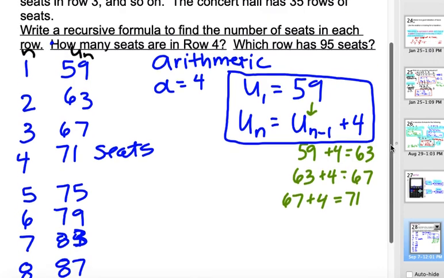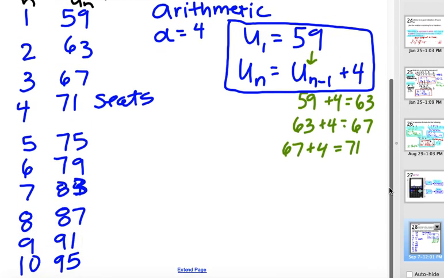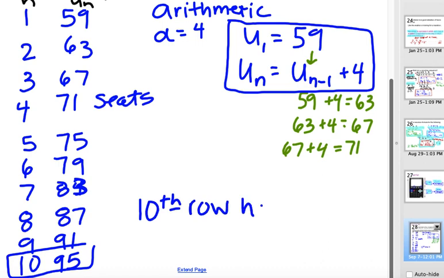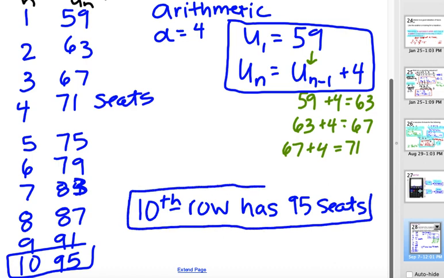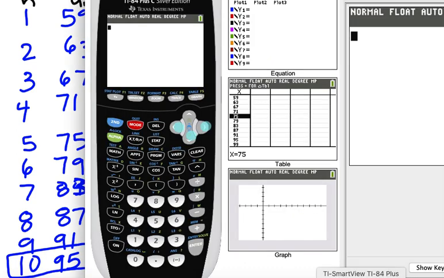So to answer that last question, which row has 95 seats? It looks like the 10th row has 95 seats. Now that wasn't so bad because I only had to go by hand up till 10, but what if it wasn't till like the 20th row or something? I would tire quickly of having to do this by hand. So here's where I want to try a calculator shortcut. I think you might like it.